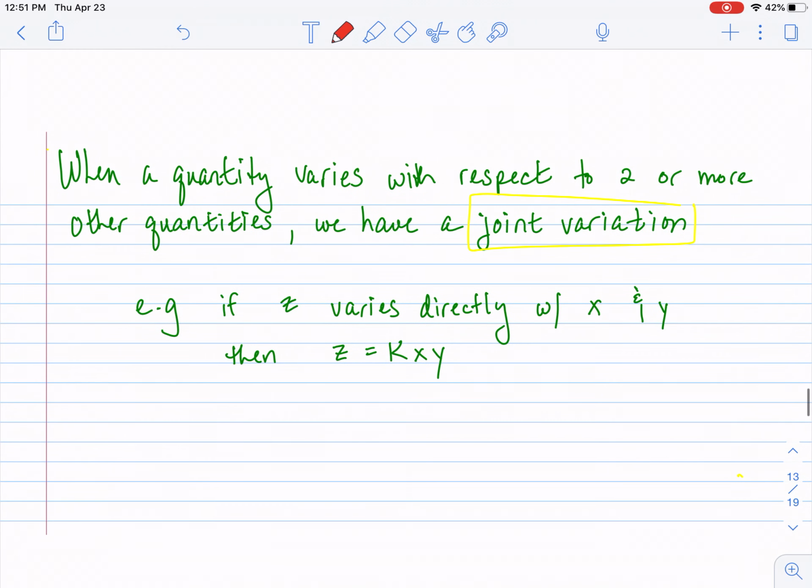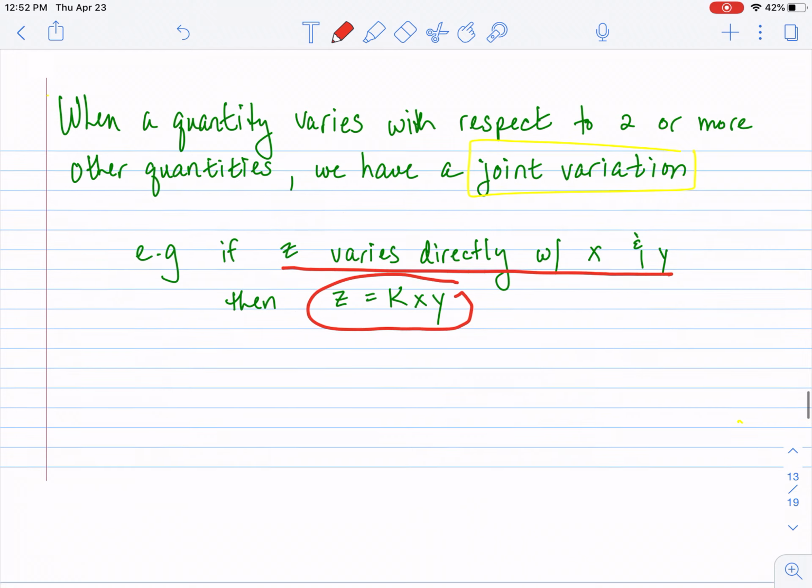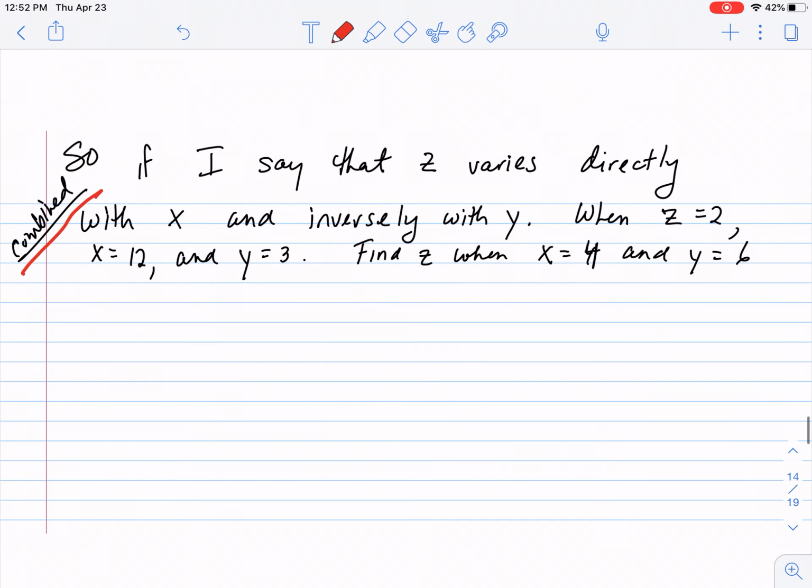Okay, so for example, I'm also going to talk about something called a joint variation. If z varies directly with x and y, I can have an x and a y after the k. So z would equal k times x times y. All right, here's my combined one. If z varies directly with x and inversely with y, this is what that means. Z is going to vary directly with x, so I'm going to have this k here. Directly with x means the x goes up in the numerator, and inversely with y means the y goes down in the denominator.